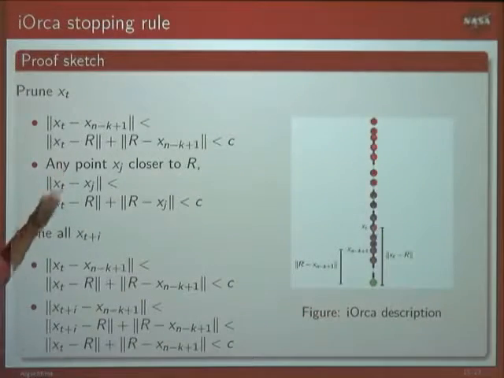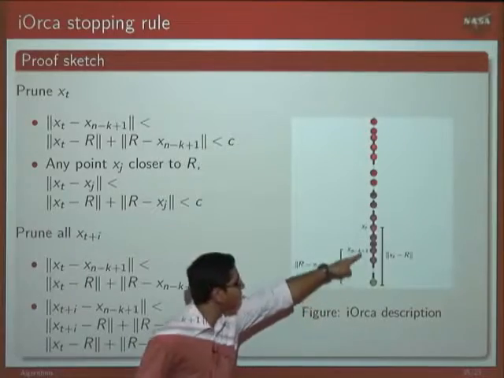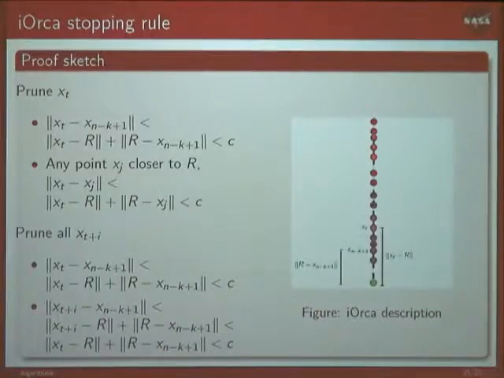Because xt minus xn minus k plus 1 is less than this quantity by triangle inequality. And since I know that xt minus r plus r minus xn minus k plus 1 is already less than the cutoff threshold, then the distance between xt and the true kth nearest neighbor of r will also be less than the cutoff threshold. And what it means is xn minus k plus 1 is a true kth nearest neighbor of r, which is less than the cutoff. Now, if you go down, in fact, if you consider any point below it, those will also be less than c. And so you can prune xt out because it cannot be an outlier.